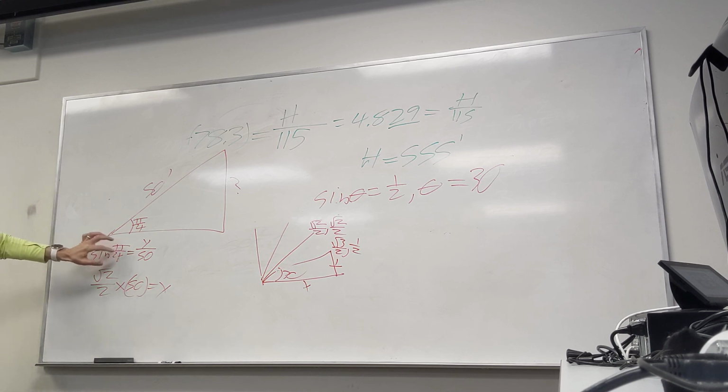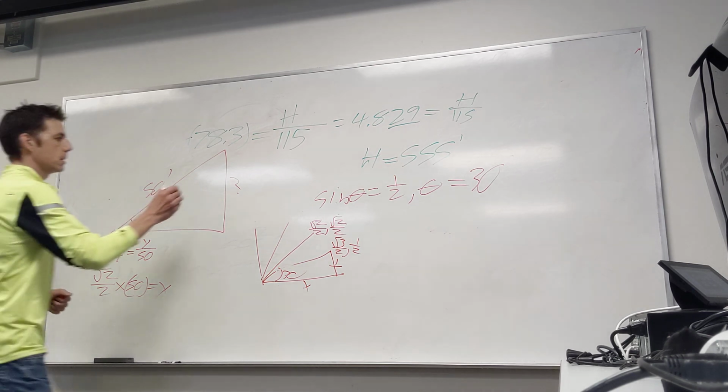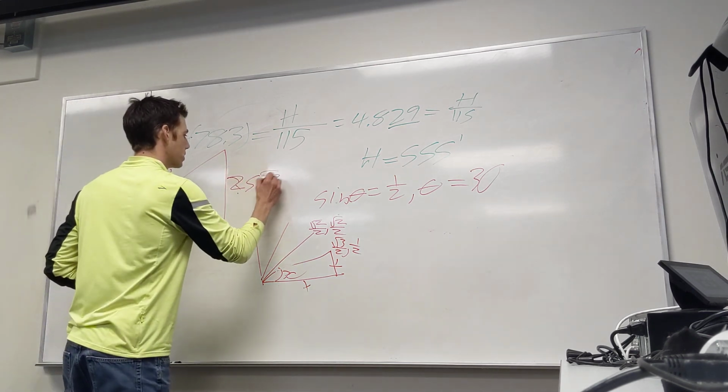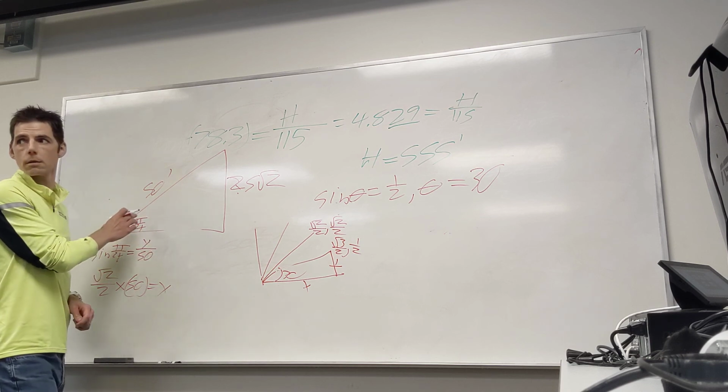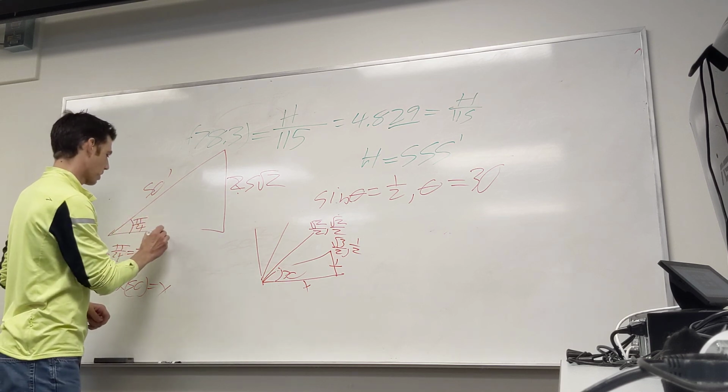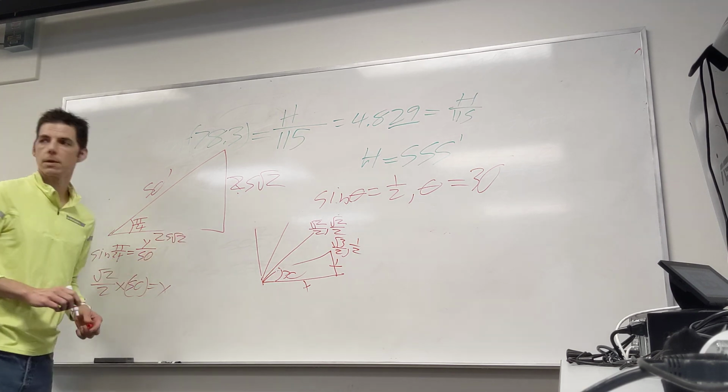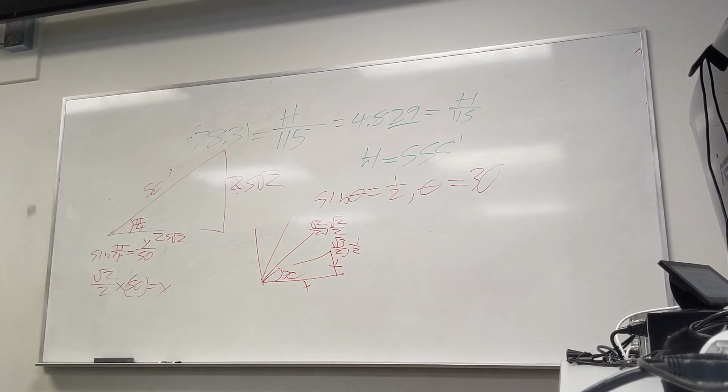And so these are the angles you can memorize. So what is that, 25 √2? So this is 25 radical 2, and this is also 25 radical 2. It's an isosceles triangle, 45 degrees.